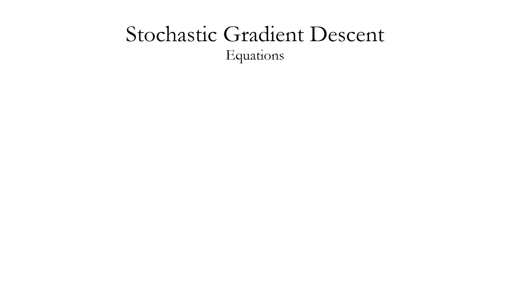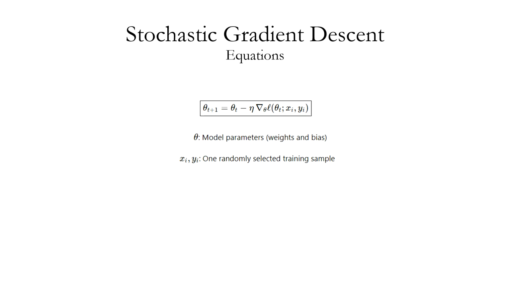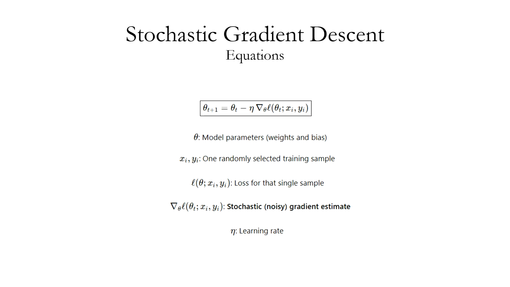Now let's talk about the stochastic gradient descent equations. It's pretty much the same thing as gradient descent, except that the loss is going to be taking on different samples. So here we've got theta, the model parameters, weights and bias, pretty much the same. X, Y, one randomly selected training sample, and the loss for that single sample. And then the stochastic noisy gradient estimate. You'll see why it's noisy a little bit later. And then eta is the learning rate.